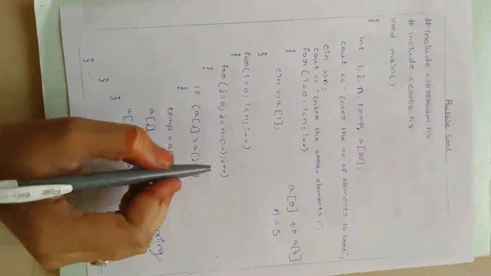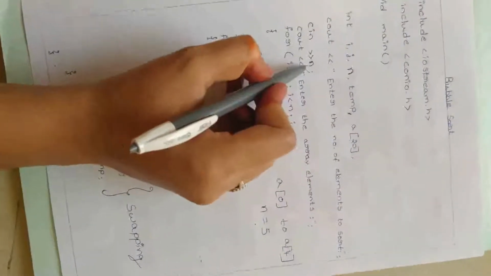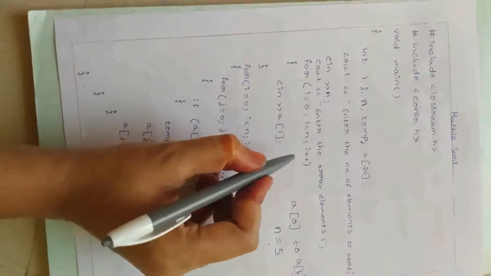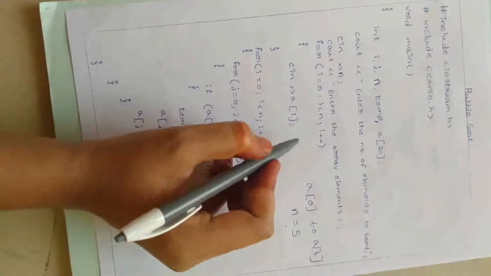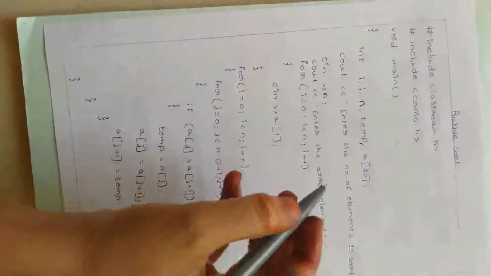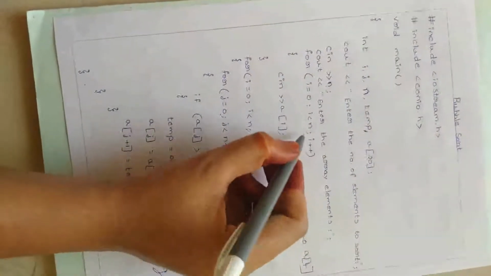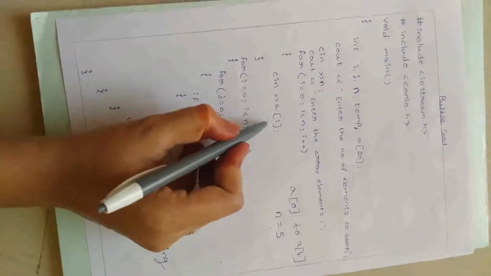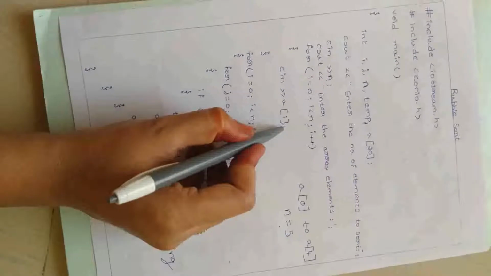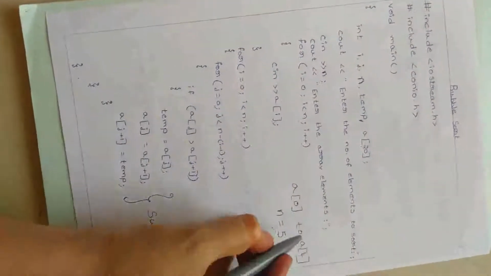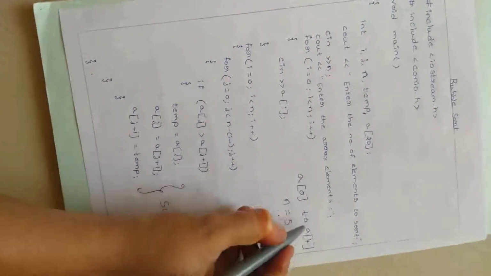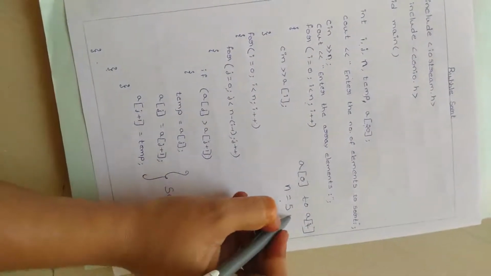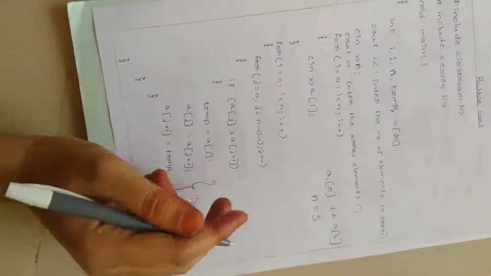Then we have to read the array size, and it can be stored in the variable n. Then we have to read the elements into an array. For this I am using the loop: for i equals 0, i less than n, i plus plus. These array elements are stored according to their location from a[0] to a[4], because we are having n equals 5 in the above example.